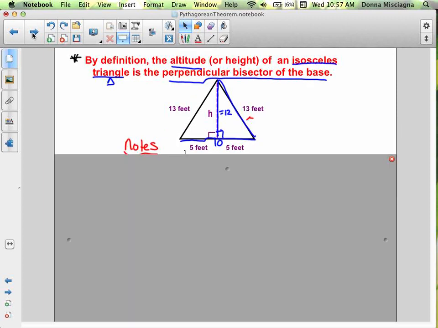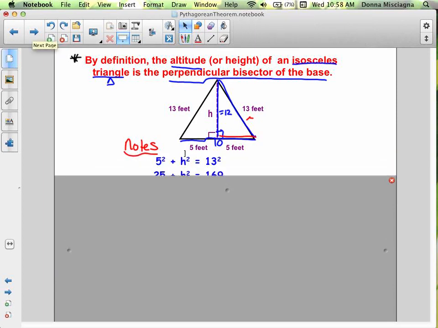All right, and this is in your notes, but it's on the first page, just to make things interesting. It's on the first page, because that's where it fit. So by definition, the altitude or height of an isosceles triangle is the perpendicular bisector of the base. So it is going to divide that base into, when it creates the 2 triangles, each of those 2 new triangles is going to have a base now of 5 feet. Right? So we now know that this measurement here is 5 feet. So we have 2 sides of our right triangle.